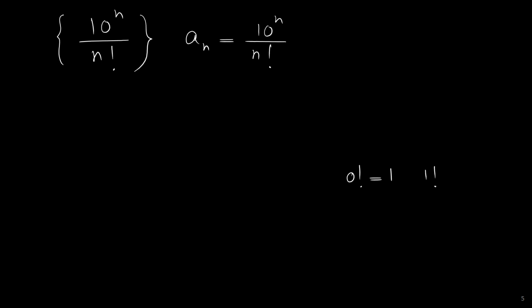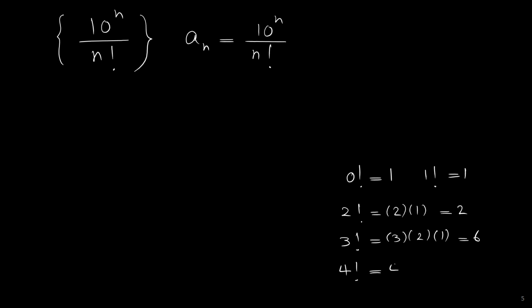Also 1 factorial is 1. 2 factorial is 2 times 1, which is 2. 3 factorial is 3 times 2 times 1, which is 6. 4 factorial is 4 times 3 times 2 times 1, which is 24, and so on.